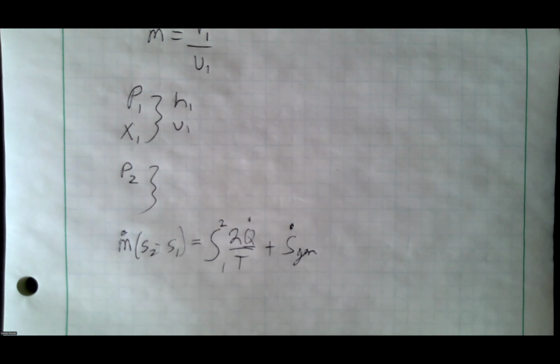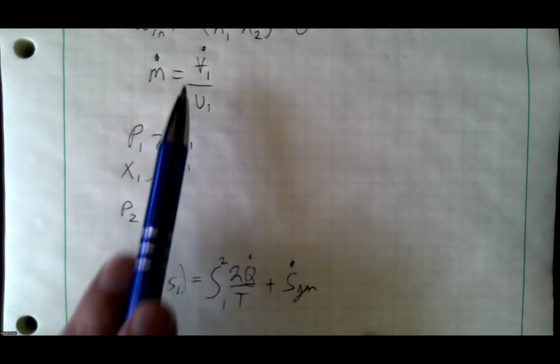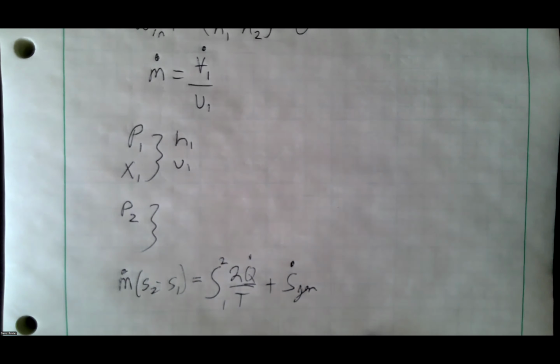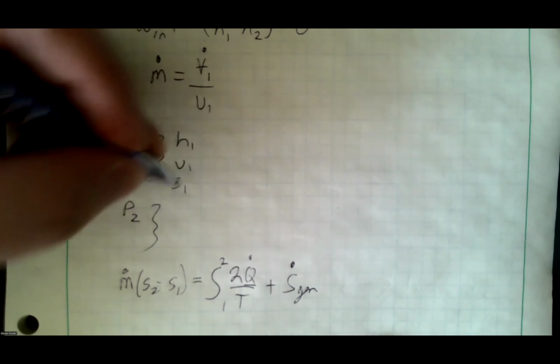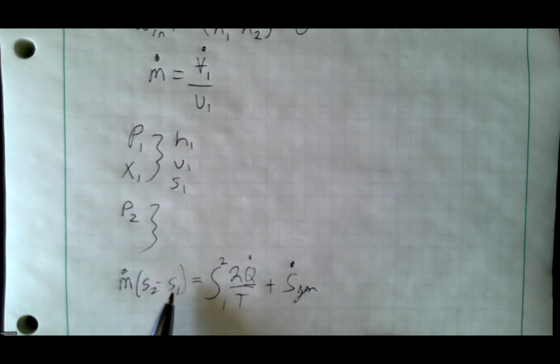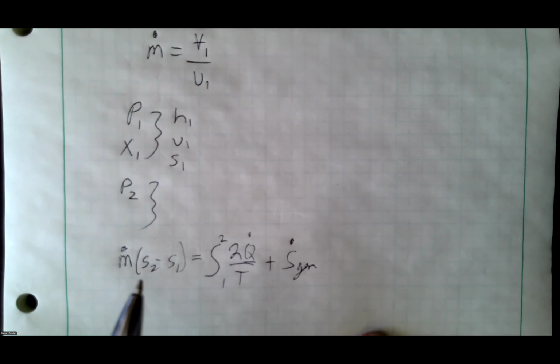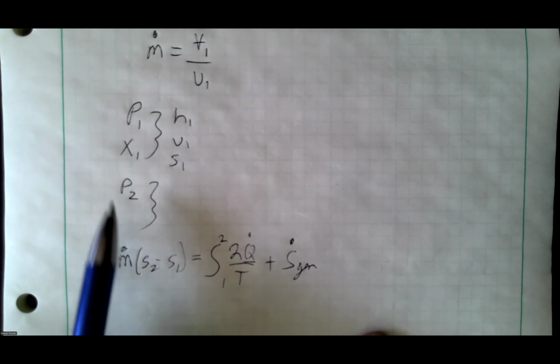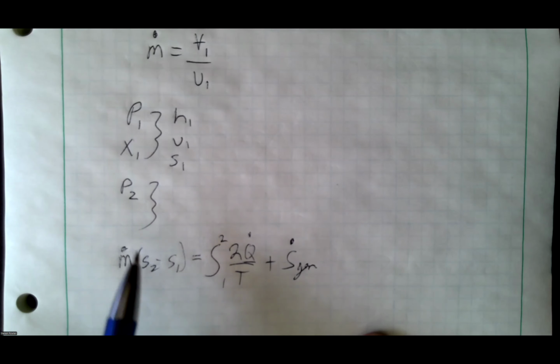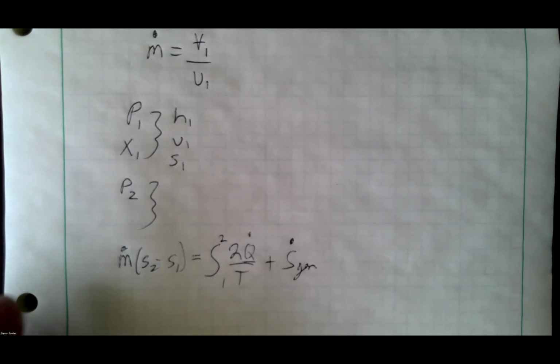All right, I can find m dot. We've already described that earlier. If I can get these two properties at state 1, I should also be able to get S1. And if I know S2, that gives me my second property, doesn't it? So can I find S2 based on what I know?